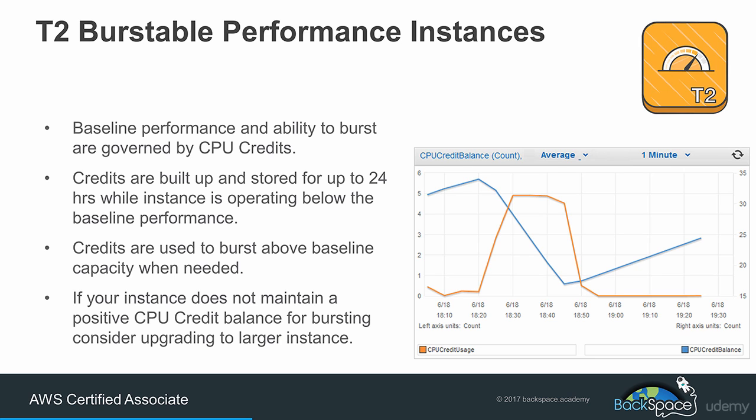So one thing you need to keep track of, and you can use CloudWatch or whatever to keep track of this, is to make sure that you maintain a positive CPU credit balance to allow that bursting to occur. Otherwise, you're just not going to be taking advantage of this burstable performance instance, and you'll be better off using another instance or using this same instance and upgrading it.